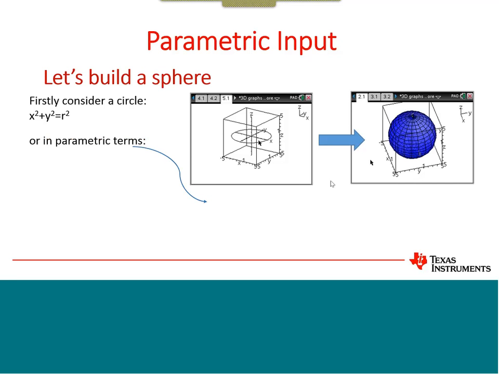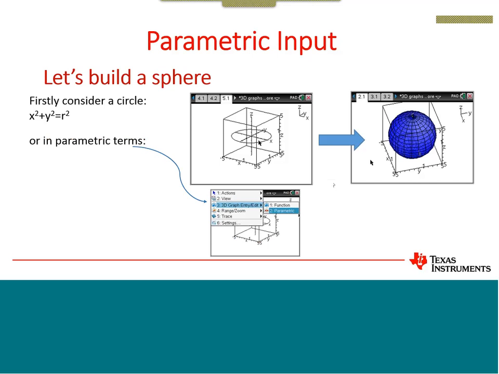At this point, let's consider how we switch the thing into parametric mode. In your menu under view, if we go into 3D graph entry edit, we have the options of function or parametric. So the function was the bit that you've already seen, where Z is defined in terms of X and Y. Parametric is when we define each of X, Y, and Z in terms of angular variables. I'll just show you on the calculator how we set that up.